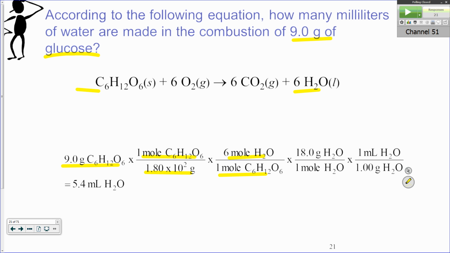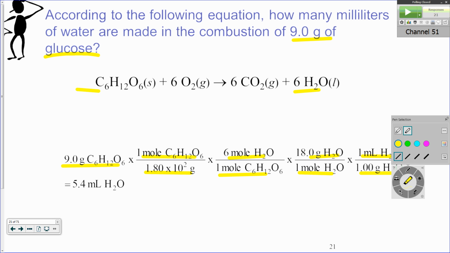Now I've got moles of water. 1 mole of water weighs 18 grams. And then finally, I could use the density, 1 gram of water per milliliter. And if I look at my units, what happened in the dimensional analysis, things cancel out.